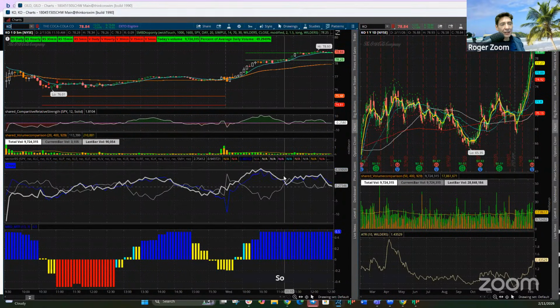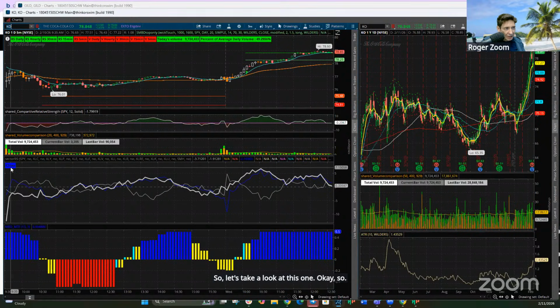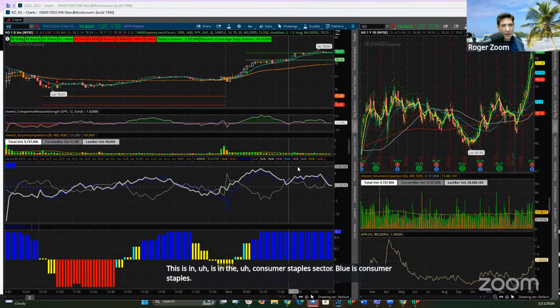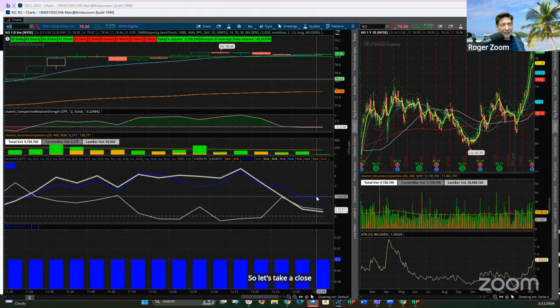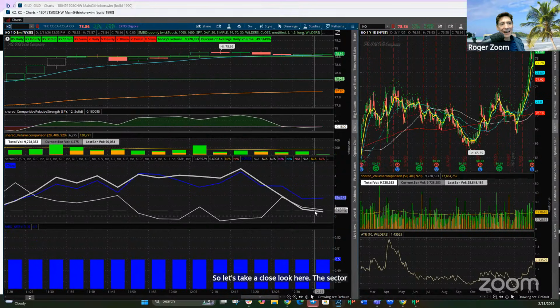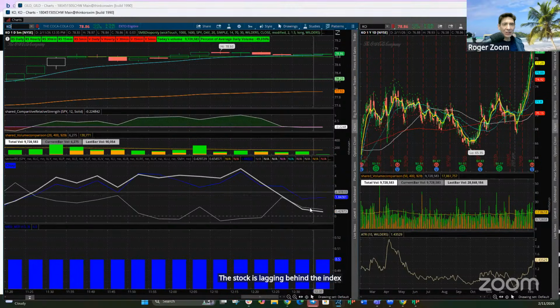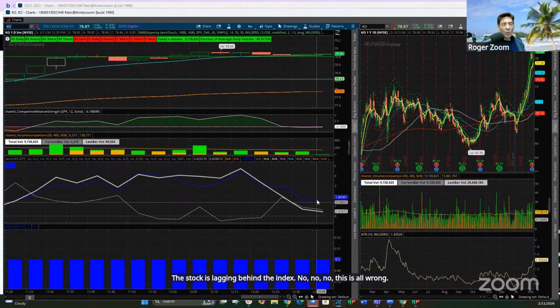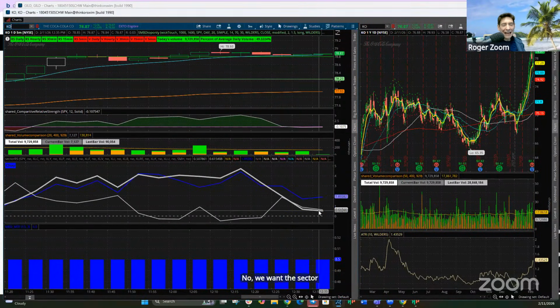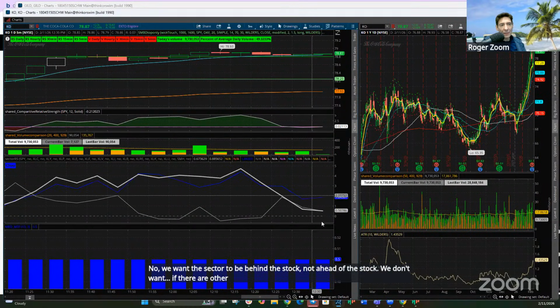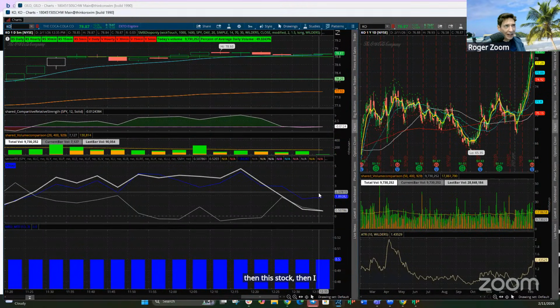So let's take a look at this one. This is in the consumer staples sector. Blue is consumer staples. So let's take a close look here. The sector is leading ahead of the stock. The stock is lagging behind the index. No, no, no. This is all wrong. We want the sector to be behind the stock, not ahead of the stock. If there are other stocks stronger than this stock, then I should be looking at those stocks, right? Okay, let's continue.